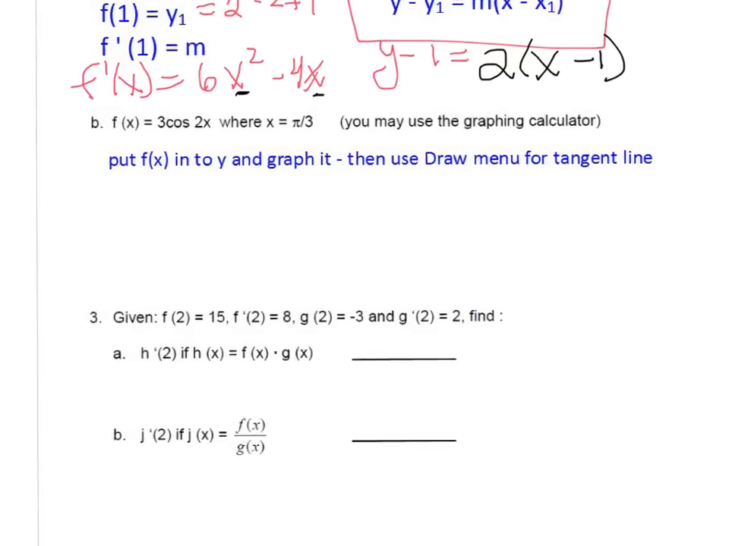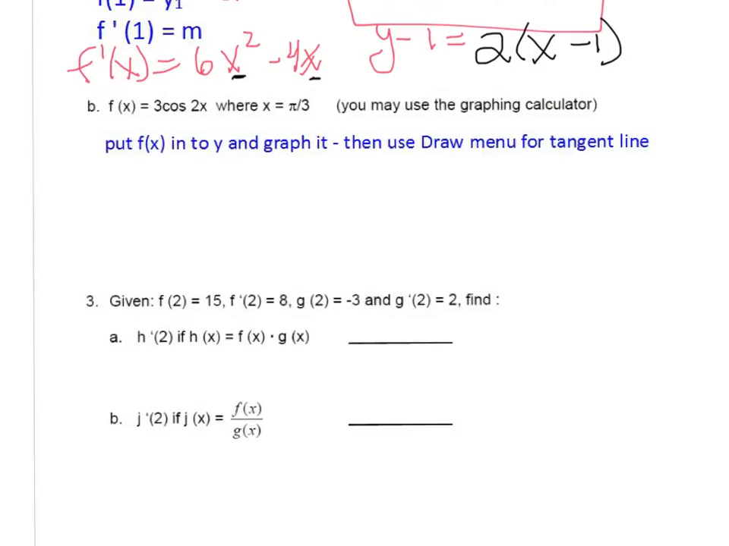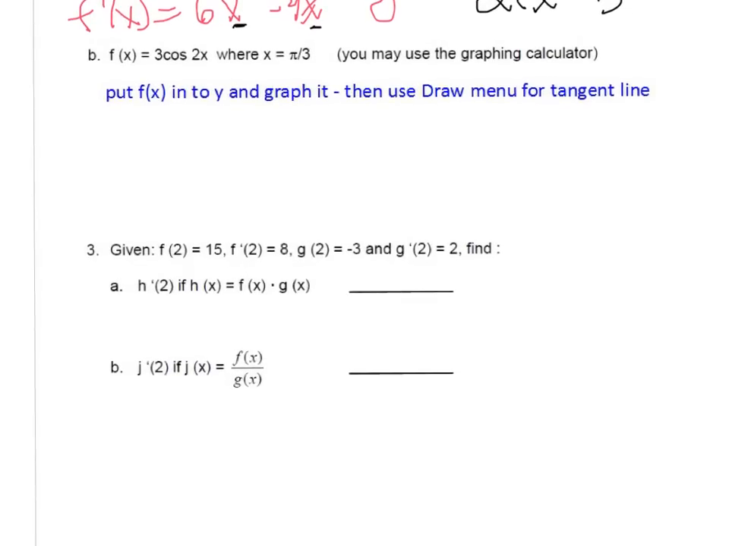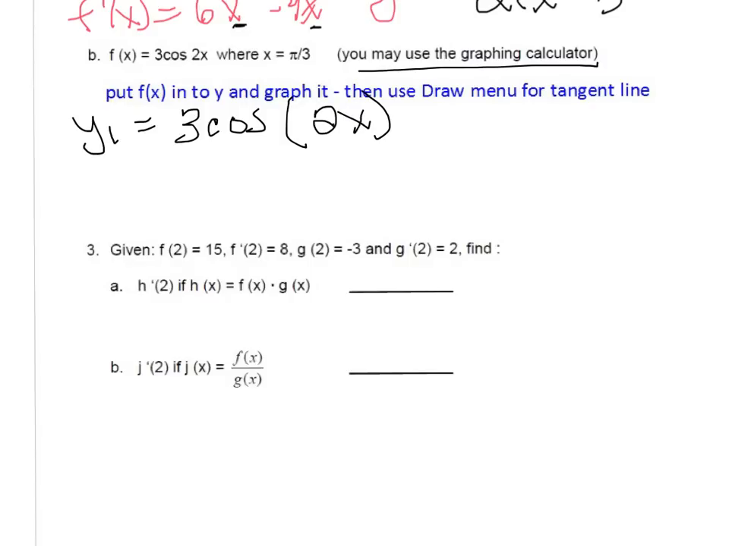Okay, so for part B, we have to use the graphing calculator and the draw menu to get the equation of the tangent line. It's much easier to do that when you have something like cosine or sine. We could do it by hand. That's possible, but the directions don't say necessarily give an exact answer, and it actually also says you can use your graphing calculator, so why not? So in y1, you're going to type 3 cosine, open a parenthesis, 2x, close the parenthesis.